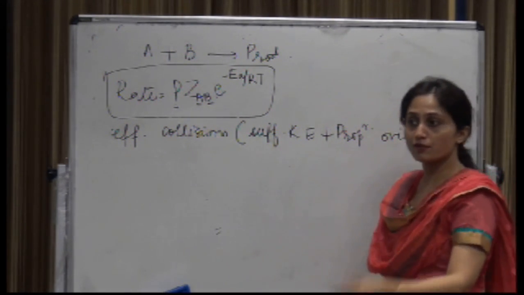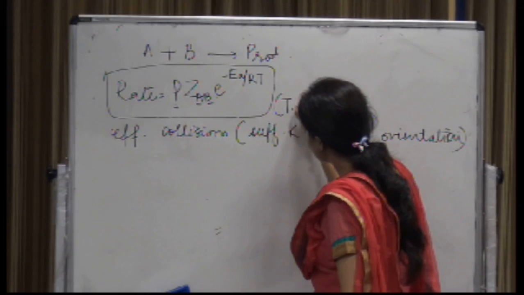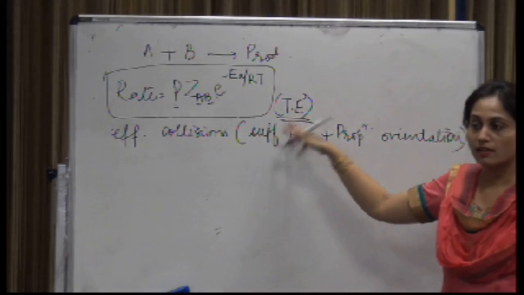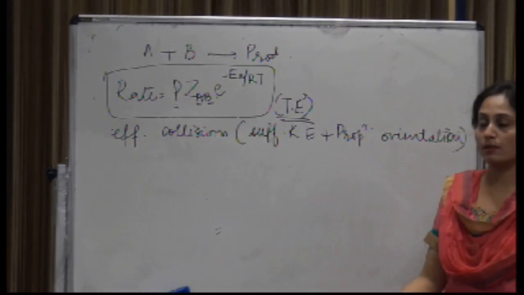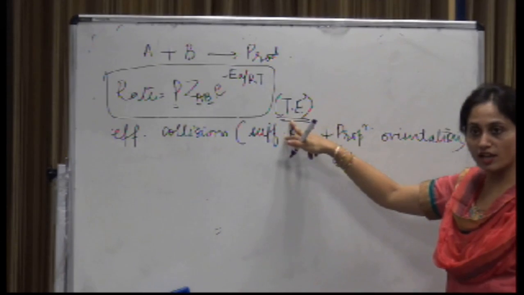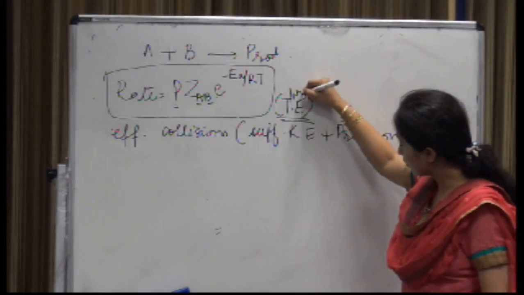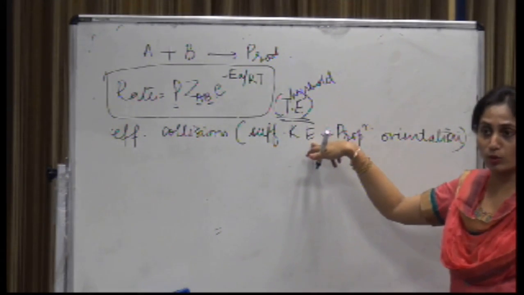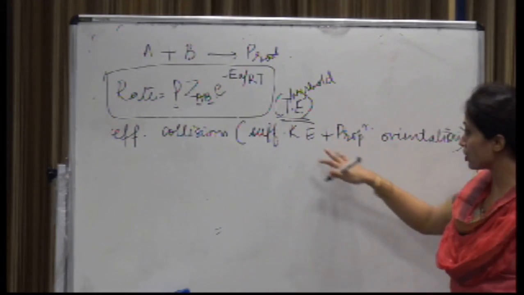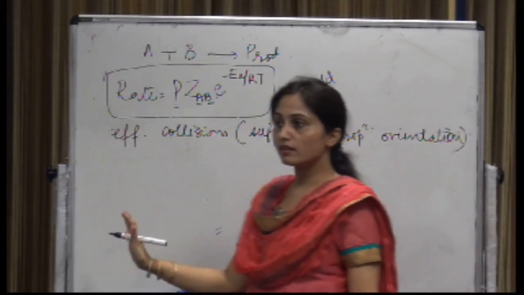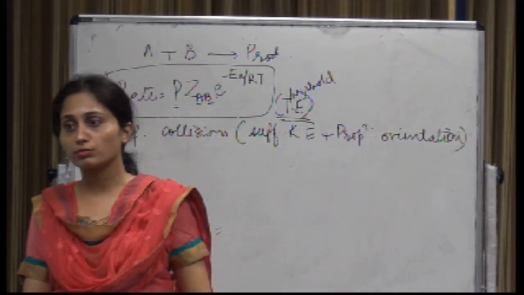What do you mean by sufficient kinetic energy? It is your threshold energy. The minimum energy which is required for the reactants to form the products. So that is your threshold energy. Threshold. Otherwise you may confuse it with thermal also. So it is threshold energy plus the proper orientation. Collision theory done. That was the last topic that you were supposed to do in kinetics.